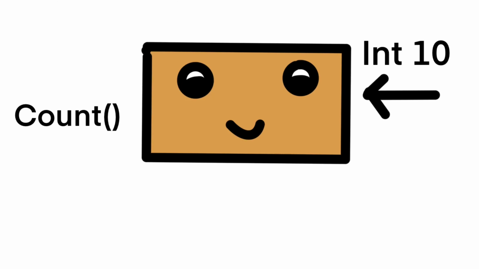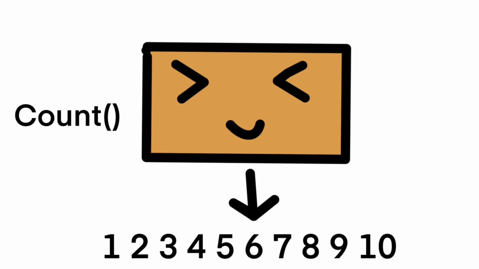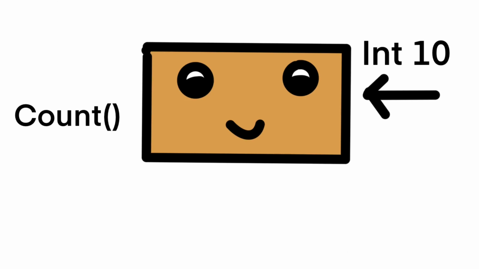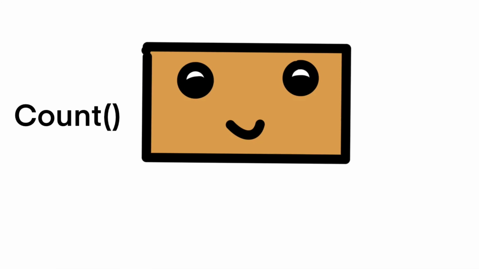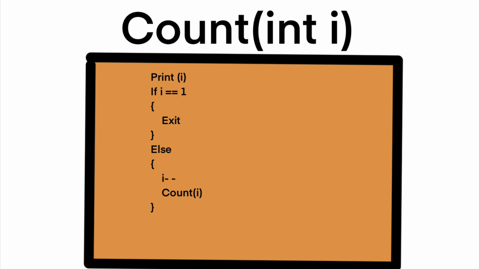In this video, I will show you the functioning of a very simple recursive function. So there is this robot and it will take an integer I from you, and in return it will count from 1 to the given integer. Inside this robot is a function which prints the value of I and checks if the value of I is equal to 1. If so, it will come out of the function, or else it will decrement the value of I and call the function itself again.